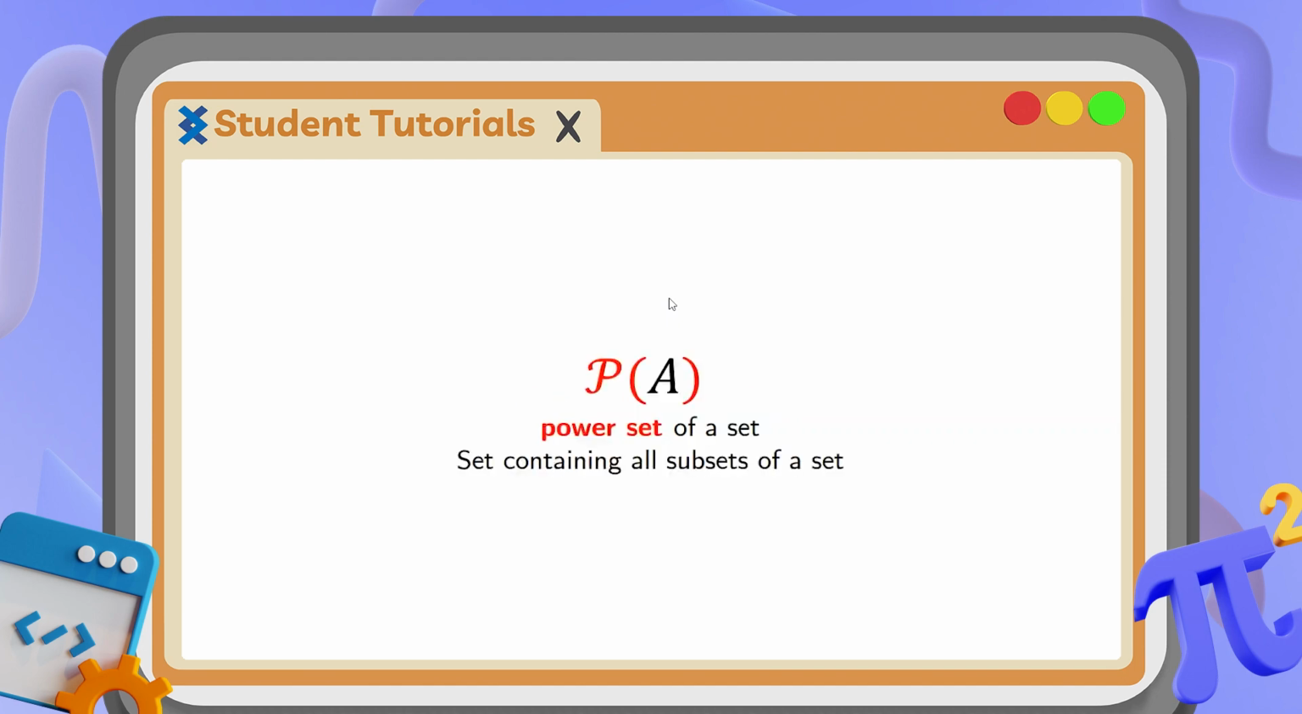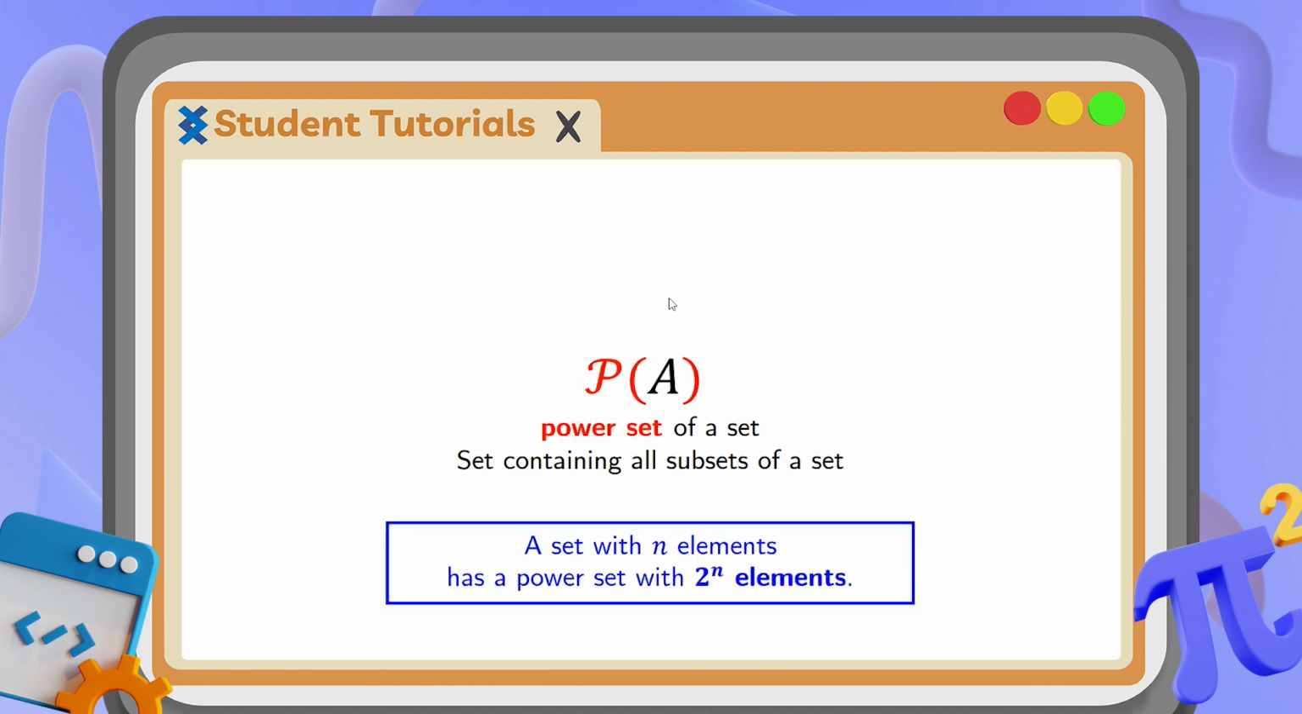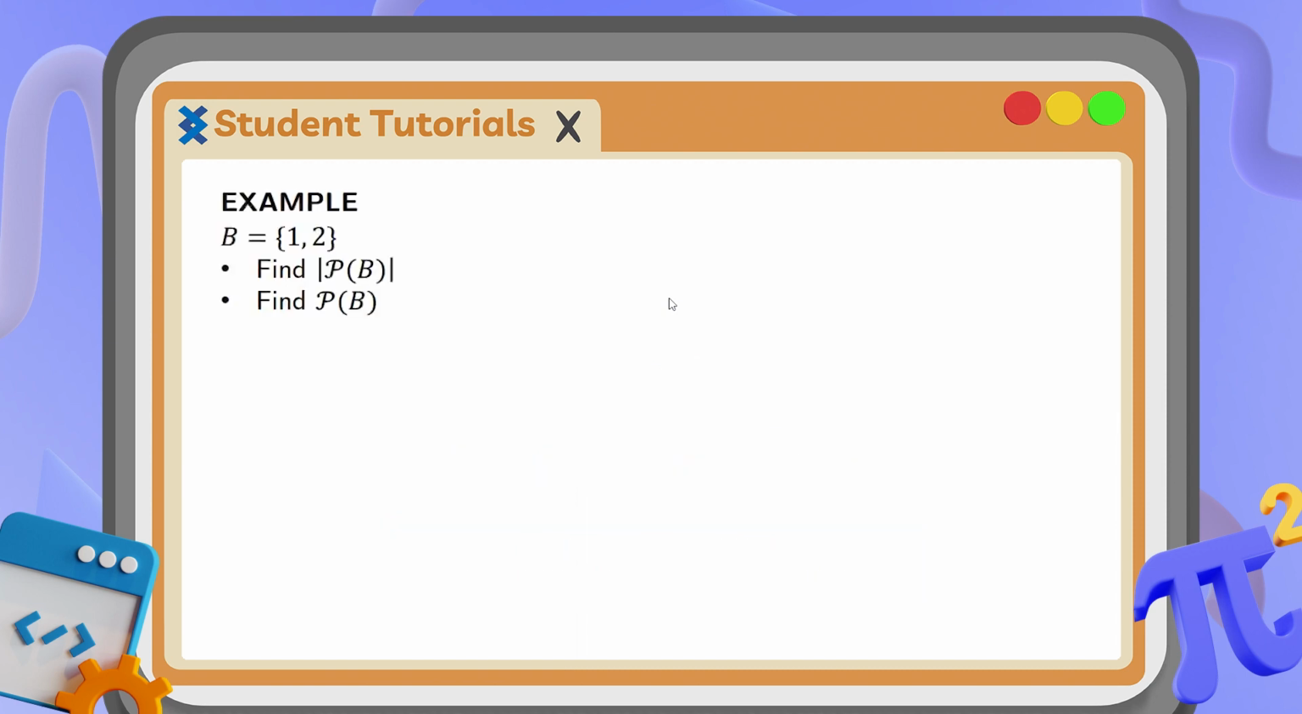So here we now have the power set of a set, which is a set containing all subsets of a set. Basically, a set with n elements will have a power set with 2 raised to the n elements. So here we have the set B, which contains the elements 1 and 2. First, we need to find the cardinality of the power set. So again, a power set contains 2 raised to the n elements, given that the cardinality of S is n.